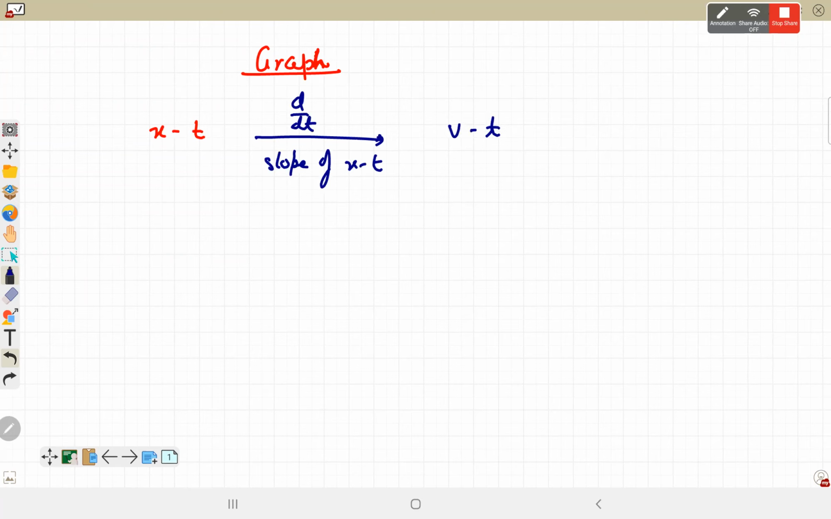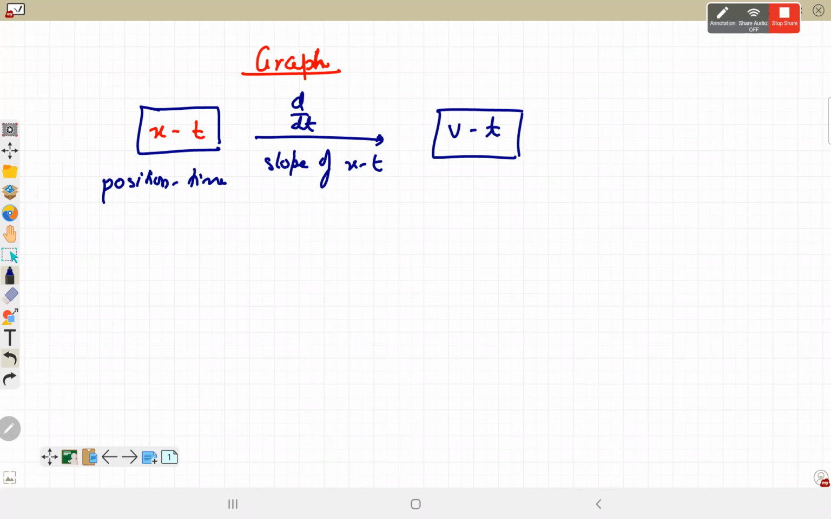Xt is position time, vt is velocity time, so we can find the position time to velocity time by using this differentiation or slope. The same logic we can use from velocity time to acceleration time. If we have to convert any velocity time graph to acceleration time graph, we'll find the slope of that graph.